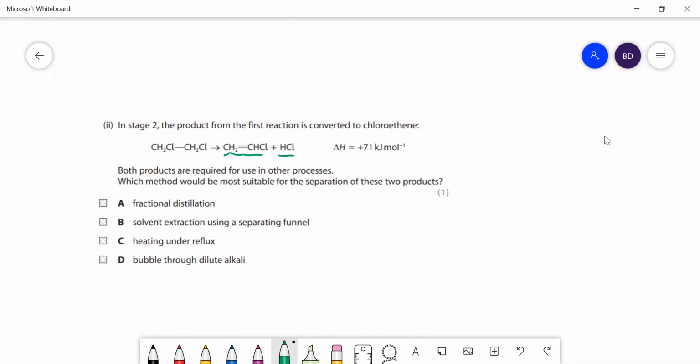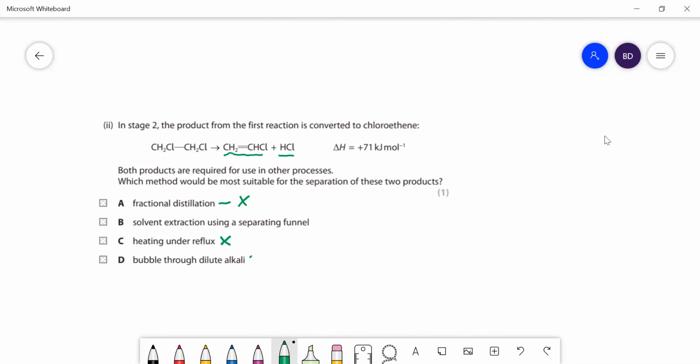Which method would be most suitable for the separation of these two products? Right, fractional distillation, I don't think it would be that one. It would work, but it's going to be tricky because they're both gases. So you wouldn't be able to do it at room temperature. You'd have to be at a lower temperature. Heating under reflux is just a red herring, of course. That won't separate anything.